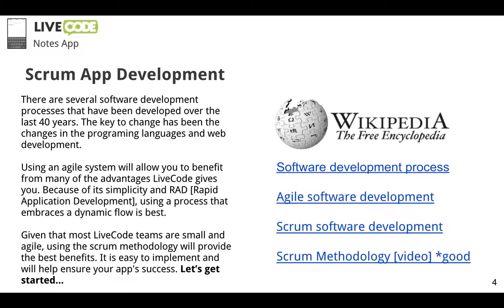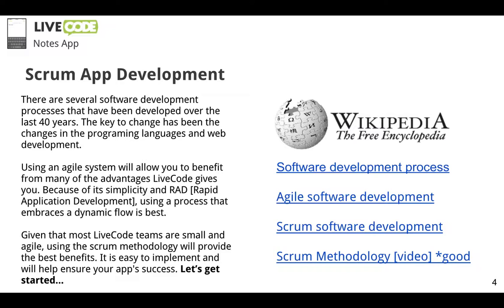There have been quite a few software development processes that have been developed over the last 40 years or so. The key changes recently have been changes in programming languages and web development that have helped agile methods to gain in popularity. An agile system will give you benefit from many of the advantages that live code gives you. It means that you can go out and ask your customers or potential audience for feedback and then very quickly go in there and make those changes. It's also very simple, and it's a process that embraces the dynamic flow of live code the best.